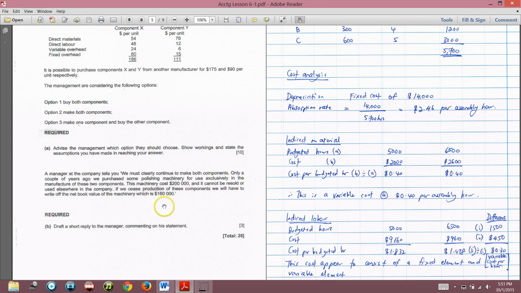You see, the answer is clear. It's just how we are going to diligently word our answer. The machinery, which is the depreciation cost, is a fixed cost. In our answer just now, in part A, we are not even taking into consideration the fixed overhead, which is the depreciation of the machinery. We are only taking into consideration the variable overheads. So that means the machinery cost, whether you write it off or throw away or whatever, is not relevant.